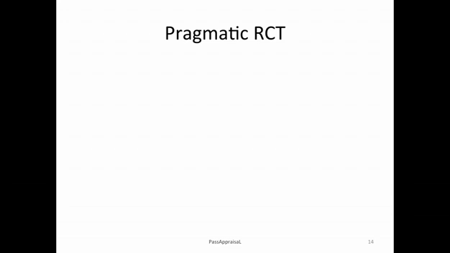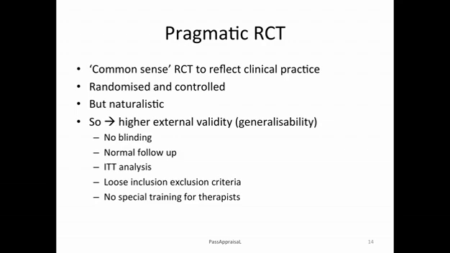So what can we do about this? One way of improving the generalizability is making some changes in the design of an RCT. If we make some common sense changes to reflect real-world clinical practice, we can get a pragmatic RCT with higher degree of generalizability. Some of the changes we can make include avoiding blinding, providing no extra follow-up, conducting intention to treat analysis, having realistic exclusion and inclusion criteria, employing regular clinical staff and not academic specialists to oversee the treatment plans, etc. These changes will make an RCT more naturalistic.